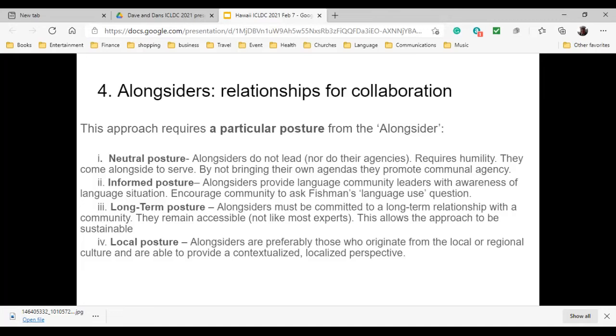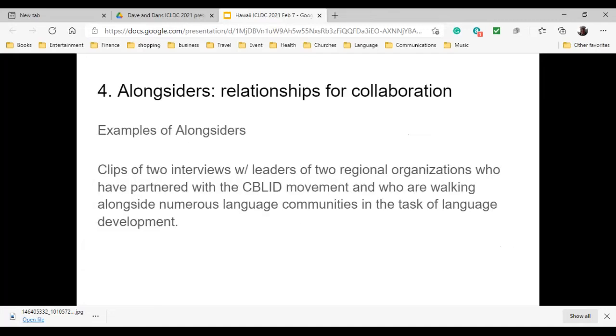It also is a long-term posture where they're committed to this long-term relationship with the community, which is something that international experts typically are not able to do. So this allows it to be sustainable. It's also a local posture where the alongsiders are people from the local or regional area and understand the culture and are able to provide a more contextualized, localized perspective.